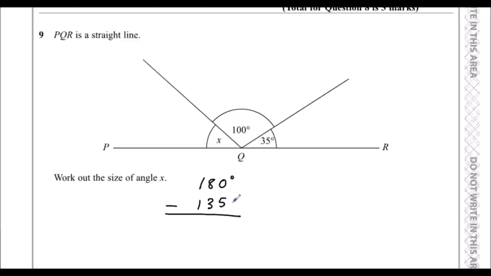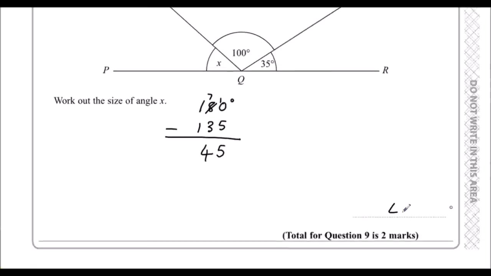So 180 take away 135 will give us our missing angle. 0 take away 5 will be negative, so I'm going to avoid that by taking one of the 10s and putting it in the 1s column. So we've got 10 take away 5, which is 5, 7 take away 4 in the 10s is 3, and 1 take away 1 is 0. So we've got 45 degrees. The missing angle is 45 degrees. 45 and 35 make 80, plus 100 is 180.